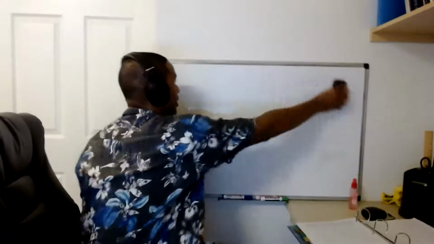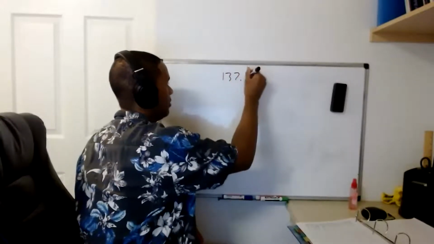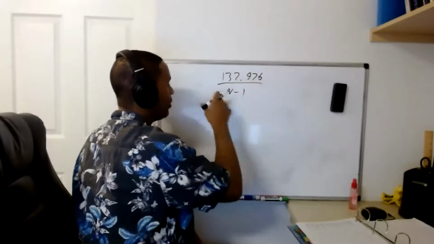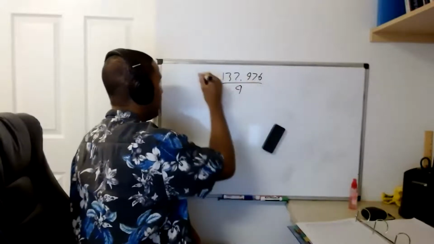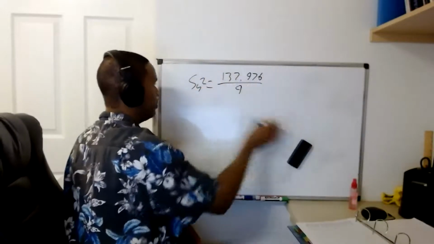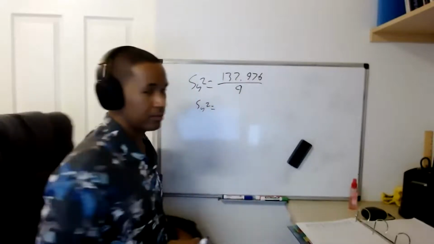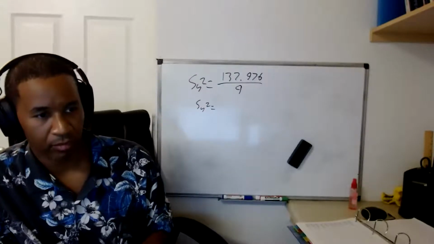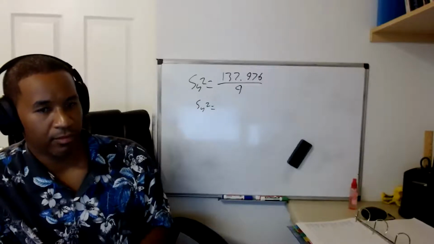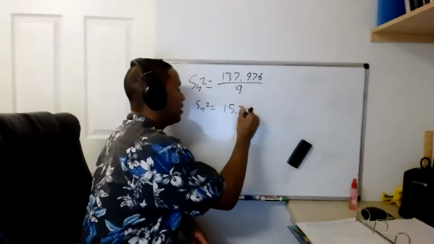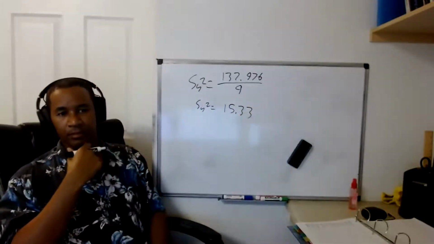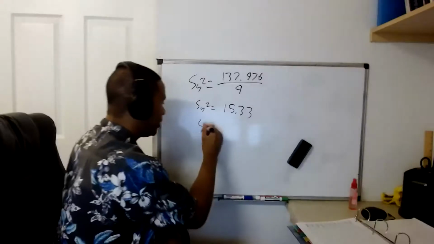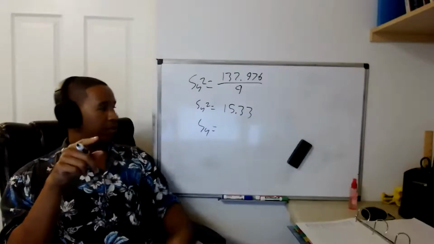So you get 137.976. Divide that by n minus 1. Now we know that there's 10 cities, so 10 minus 1 gives us 9. Now when we do this division, what do we have here? I get 15.33. So the answer is 15.33, and this is the what? The variance. Good. Now, if I want the standard deviation, what do I need to do to this variance? Take the square root, and when I take the square root, I get what?